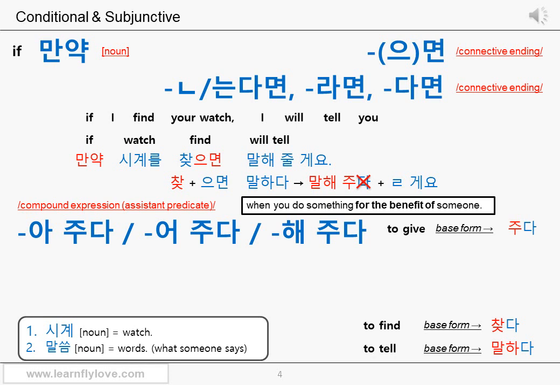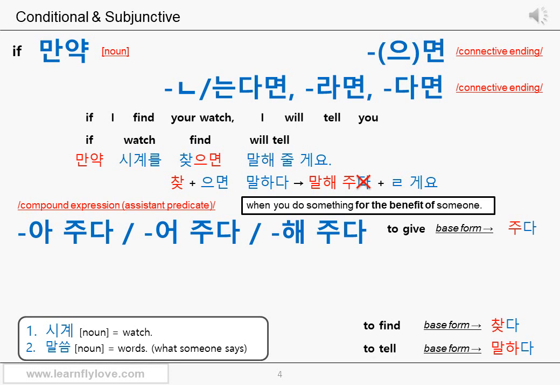말해주다. Will tell. We can say that it's your intention. Therefore, you can use the final ending, 을게요. So you take out 다 sound from 말해주다 and use only the stem of the assistant predicate, 주다. 말해주 plus final 르 consonant and 게요. 말해줄게요. Will tell for the benefit of you.